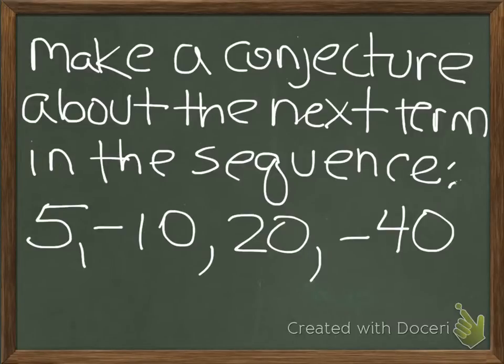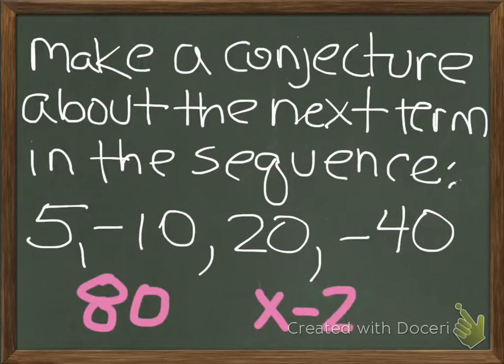If we subtract, negative 10 minus 15, that's not going to give us 20. So let's try to multiply negative 10 by negative 2, which will give us 20. So the pattern is multiply by negative 2. So if we keep going, that would give us negative 40 times negative 2, which gives us positive 80. And we multiplied by negative 2. So the conjecture would be to multiply by negative 2.